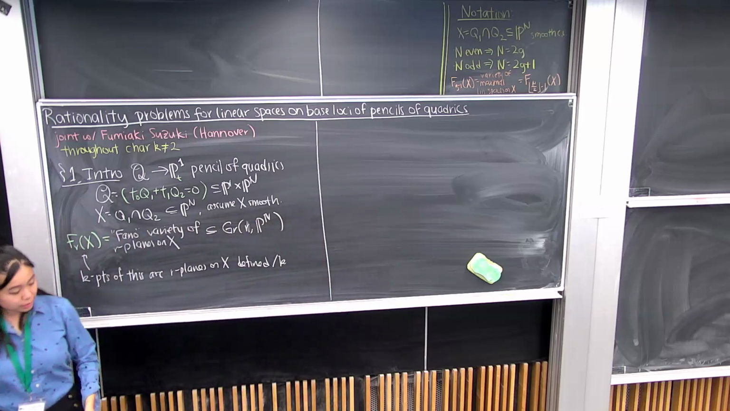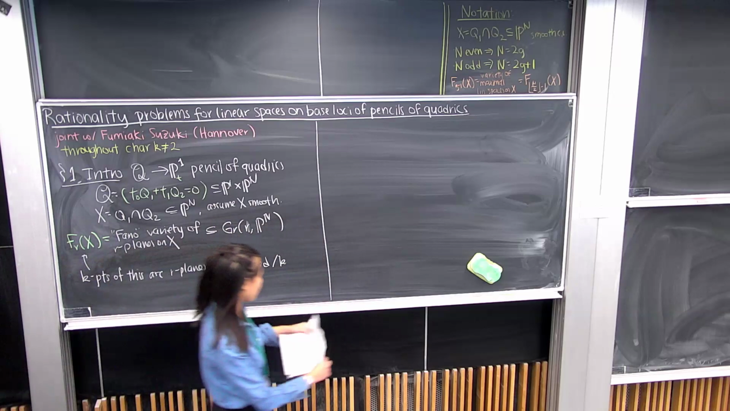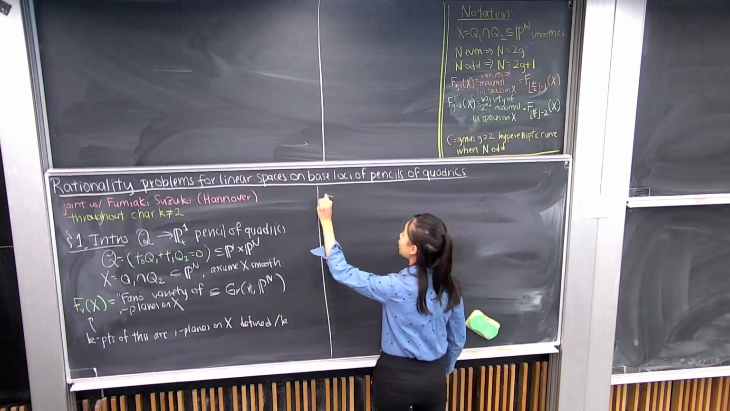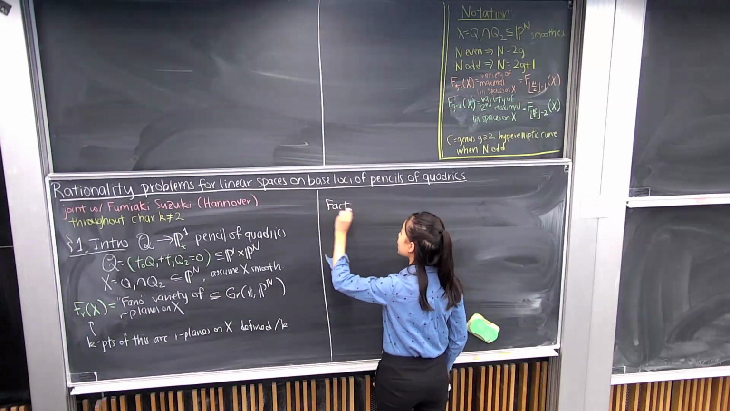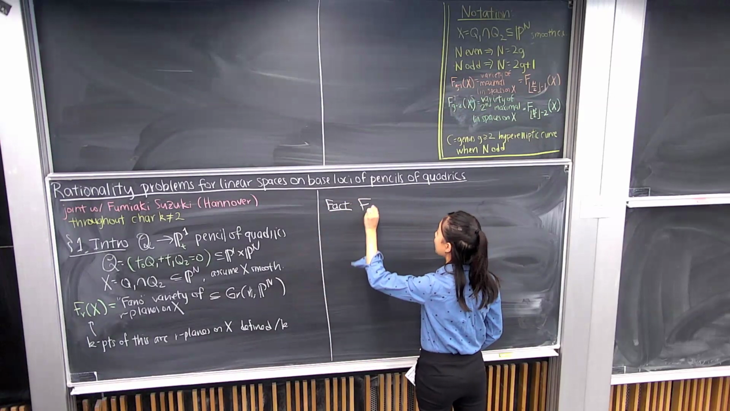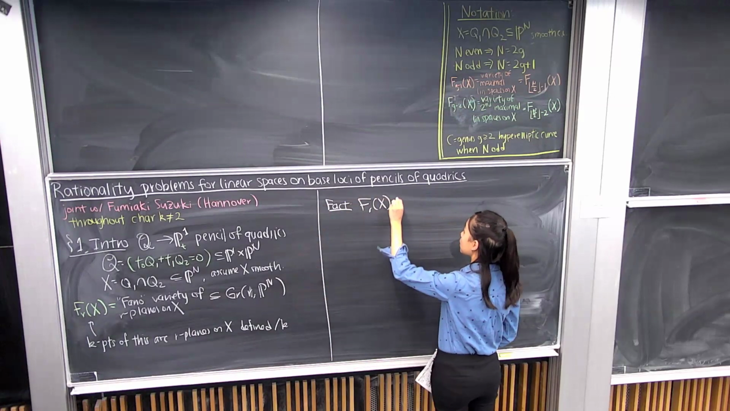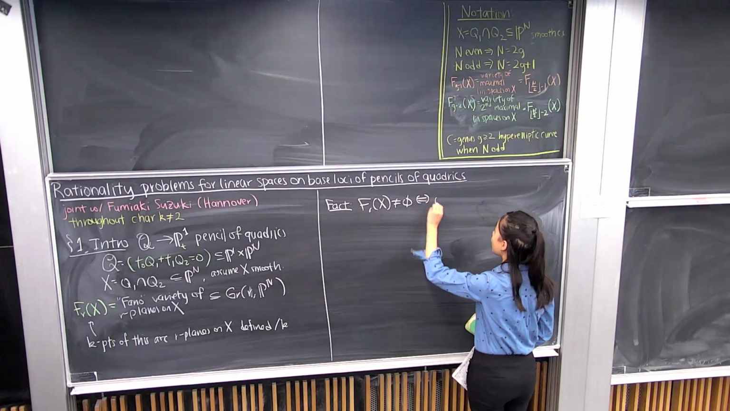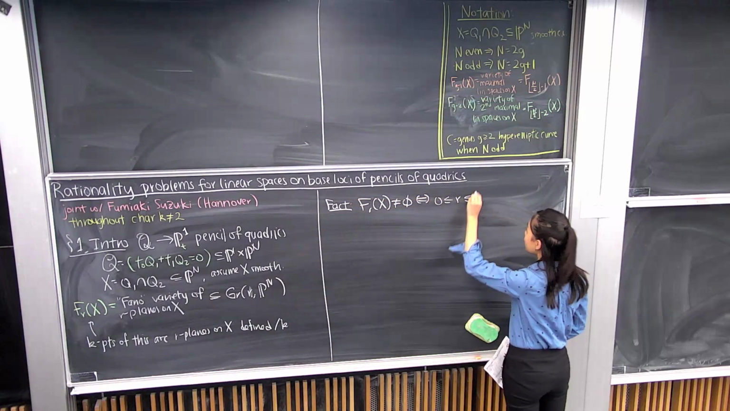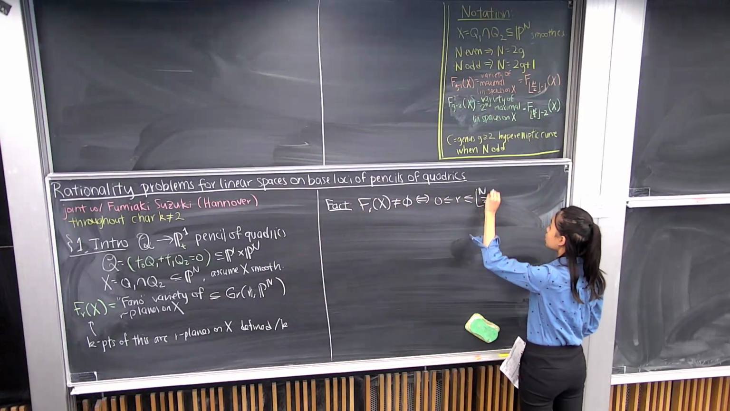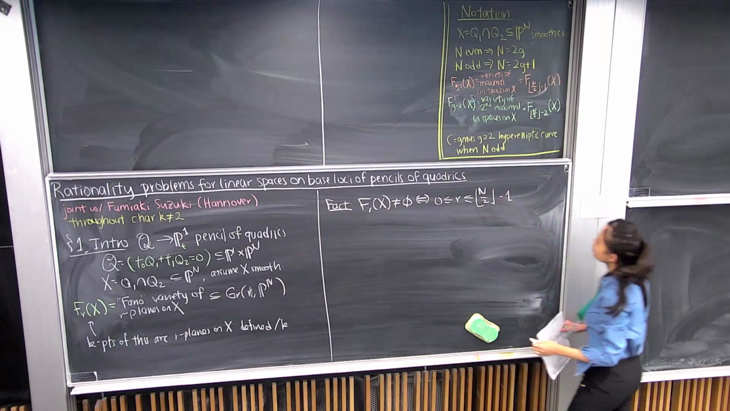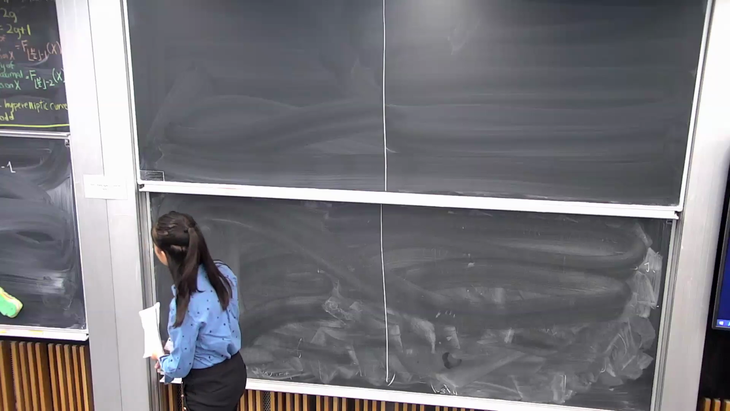One fact is that these objects have been studied. This is non-empty as a scheme if and only if r is non-negative, and the maximum dimensional linear subspaces are going to have dimension floor of n over 2 minus 1.